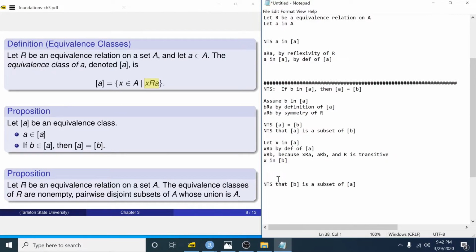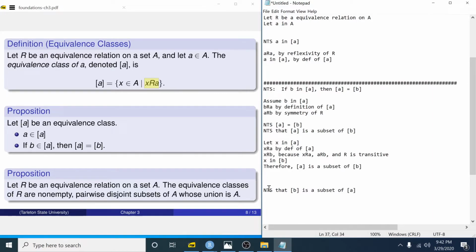Okay. So maybe I'll even just put this here for emphasis because I have a feeling this might be getting somewhat hard to follow. So let's just write that down. Therefore, we have established that bracket A is a subset of bracket B.